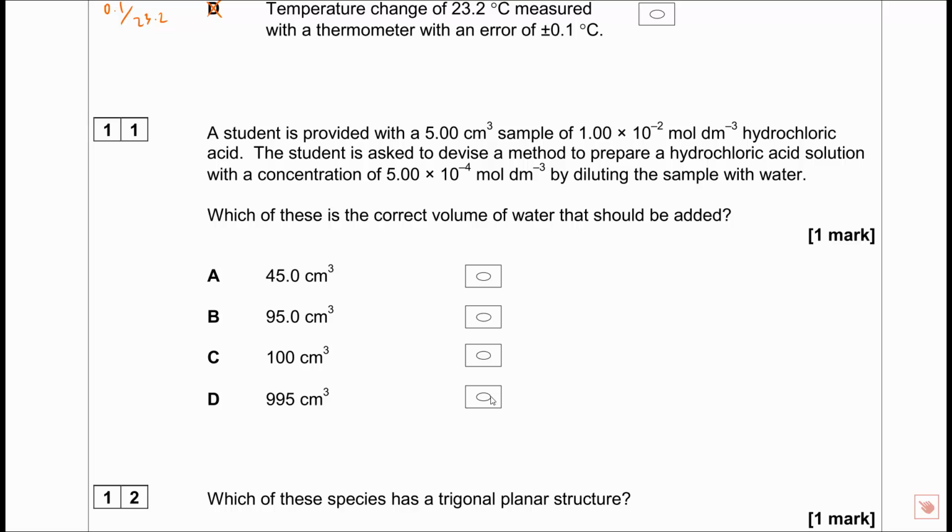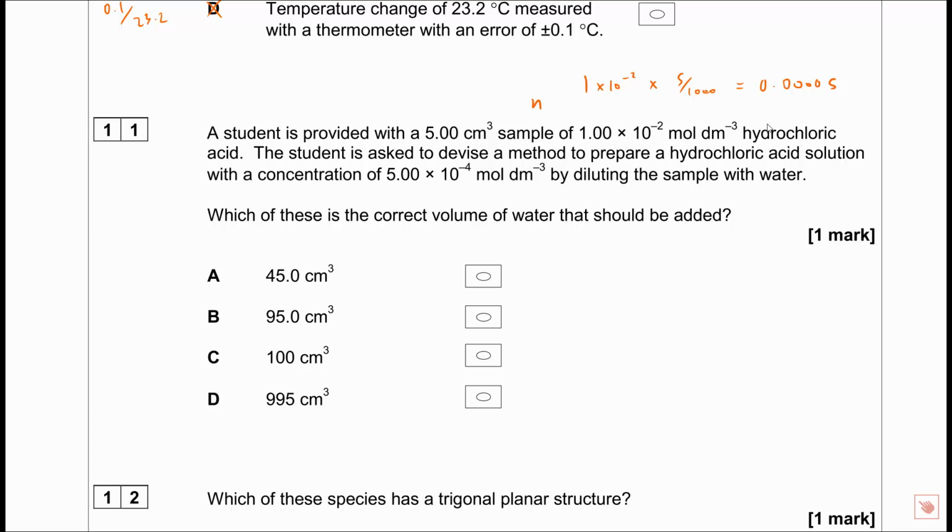11. The student is provided with a 5 centimeter cube sample of 1 times 10 to the minus 2 particle solution. The student is asked to provide a method. What I would do, I'd work out the moles here. So moles is concentration times volume, 1 times 10 to the minus 2. I will use a calculator for this actually. So our answer here is 5 times 10 to the minus 5.